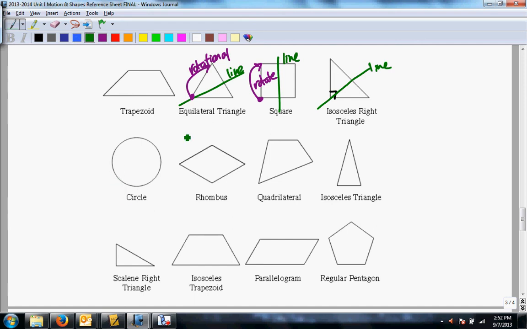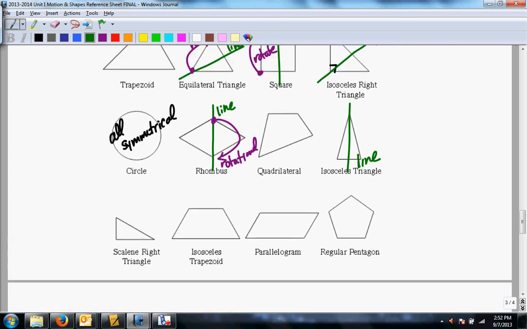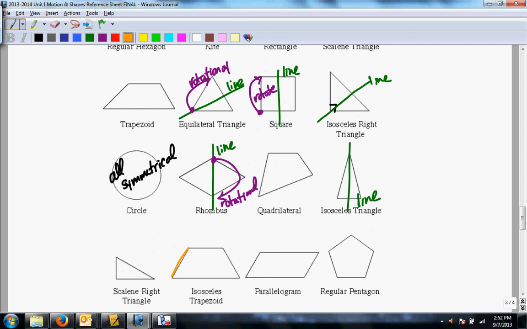A circle has ultimate line symmetry and rotational symmetry, because technically we would call this all symmetrical for both. A rhombus has line symmetry, a couple of them, and you can see if this rotates half a circle, you also have rotational symmetry. If you have just a normal quadrilateral but no sides equal, it's not going to necessarily rotate. An isosceles triangle has line symmetry. A scalene right triangle, no sides equal, no symmetry. An isosceles trapezoid, first off, by definition, it means these two legs are equal. So, of course, when you fold it along that line, it has line symmetry. But it does not have rotational symmetry.